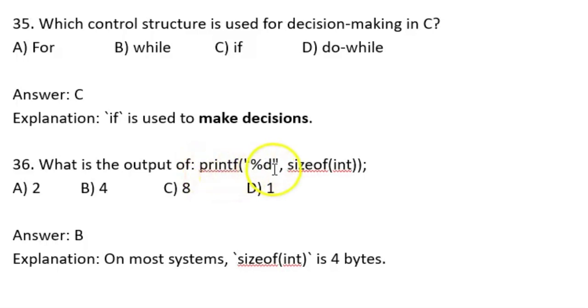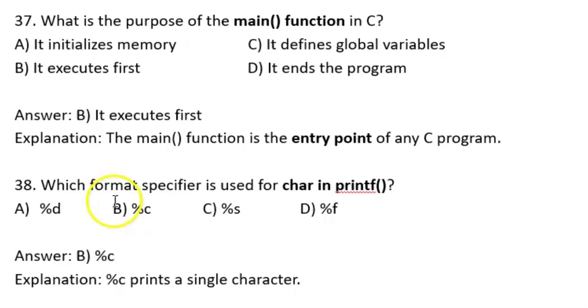Question 36. What is the output of printf size of integer? The answer is B, 4. Four bytes is the size of the integer. Size of char is 1 byte, as in the last question, and size of int is 4 bytes on most systems. The answer is B.